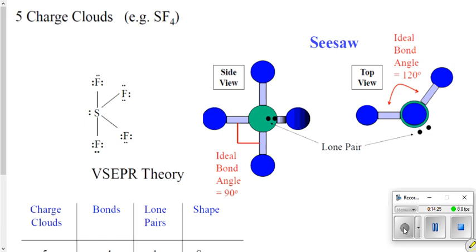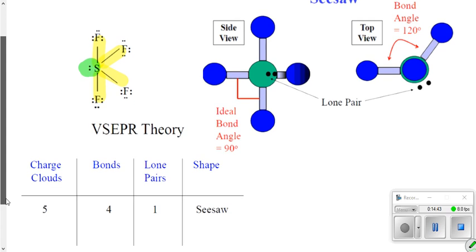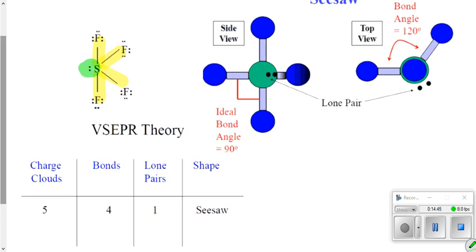Sulfur tetrafluoride is a great example of 5 charge clouds where one of them is in the form of a lone pair. In sulfur tetrafluoride, we have 1, 2, 3, 4 bonds, and we have one big lone pair wanting to occupy an area in space. 4 bonds and 1 lone pair. Where would the lone pair prefer to be? Well, it's going to have the most space in the planar part where the bond angle was at 120 degrees.